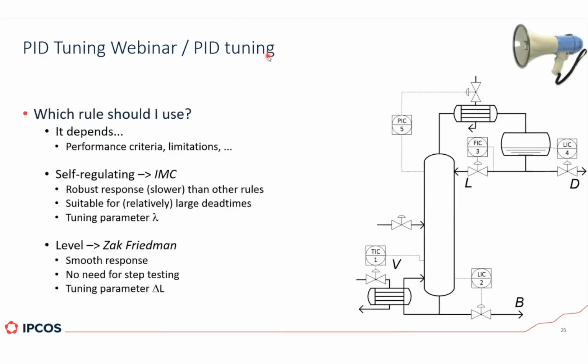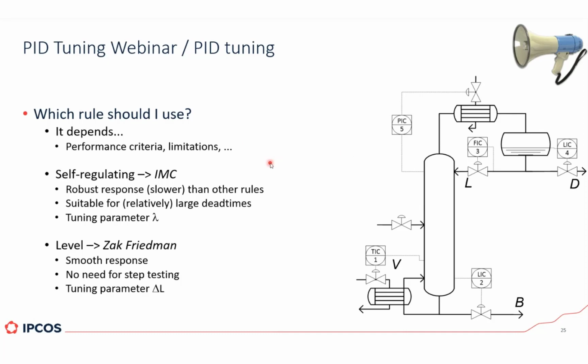Okay, but which rule should I use? We saw that there are many available that you can find on the internet, and yeah, that depends, right? It depends on the performance criteria, the loop that you are tuning, and the limitations you have. So you don't want to use a very aggressive rule, or a rule that gives you a very aggressive response, for a loop that you want to be stable, for example.